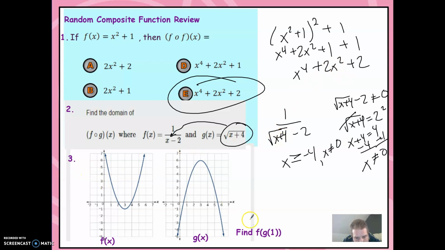Question number 3, find f of g of 1. So f of g of 1. First find g of 1. g of 1 is 2. Well, that's pretty easy. Now I find f of 2.